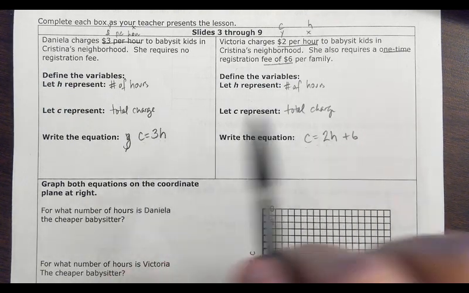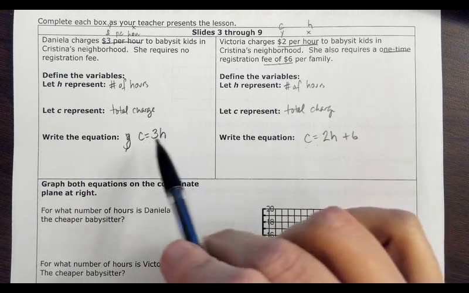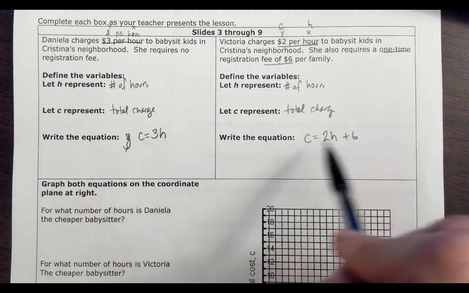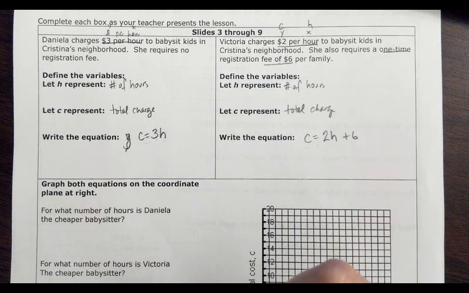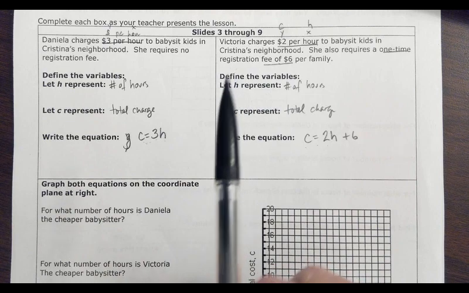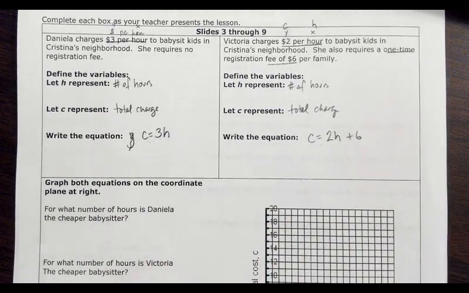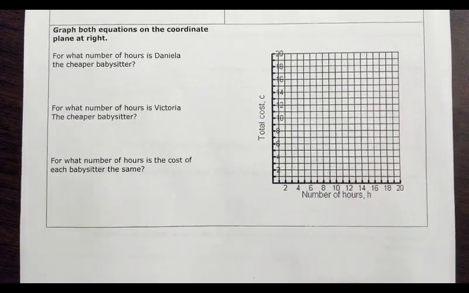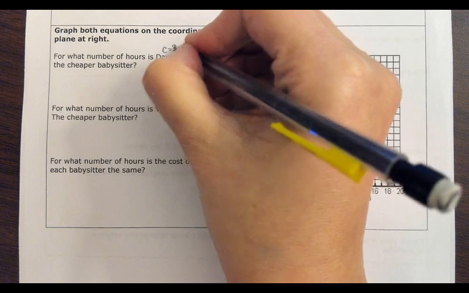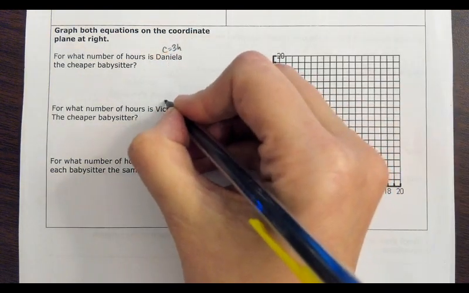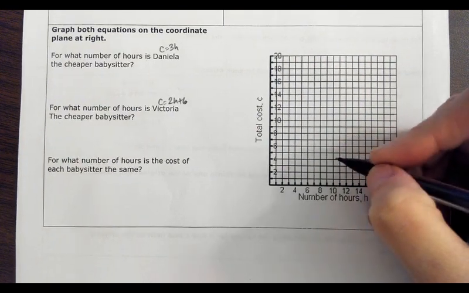If the variables are both equal, then I can use those variables to solve the problem. Since I have two variables, I'm trying to figure out what they're worth, so I have to have two equations to solve it. If I had three variables, I would need three equations to solve. So let's start by looking at these equations on our coordinate plane. Remember, Daniela is C equals 3H. Victoria is C equals 2H plus 6. I'm going to start by plotting these points.